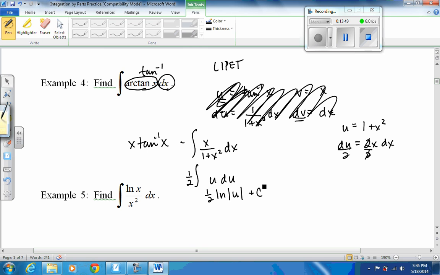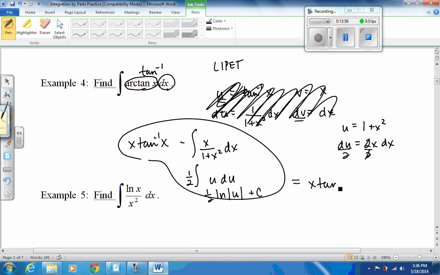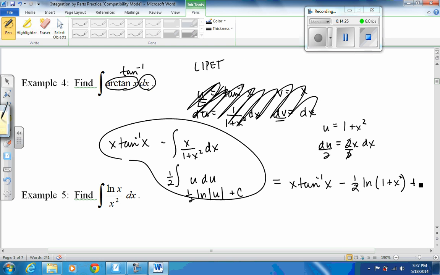And we're going to write all this stuff down. So don't forget, we have all that first part. I have x tangent inverse of x minus whatever I get for the integral, which is 1/2 natural log of the absolute value of u, which actually, because u is 1 plus x squared, we don't need absolute value. Something squared is always going to be positive, so you don't need the absolute value there. We could just have a regular parenthesis and then our plus c.